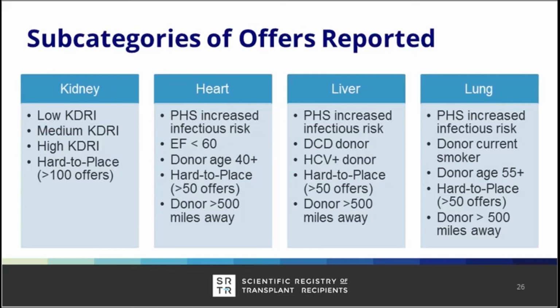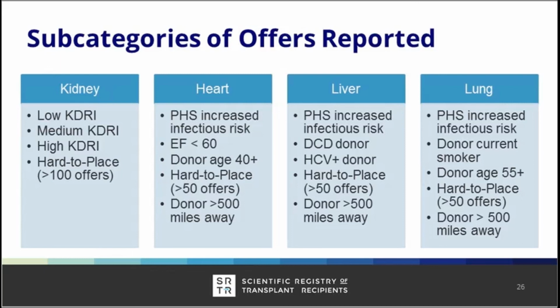I mentioned a number of these subcategories that we report. This table simply summarizes what those are for the different organs. So if you're with a heart or liver or lung program, you can glance at those columns and see what we present. For example, in the liver column, we do have subcategorizations for PHS increased infectious risk donors, DCD donors, Hep C positive donors. For each of the categorizations for the different organs, we have what we call the hard-to-place organ.